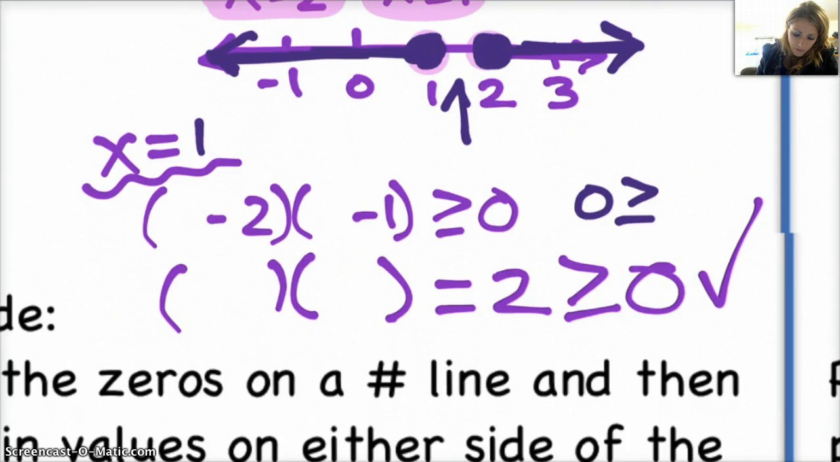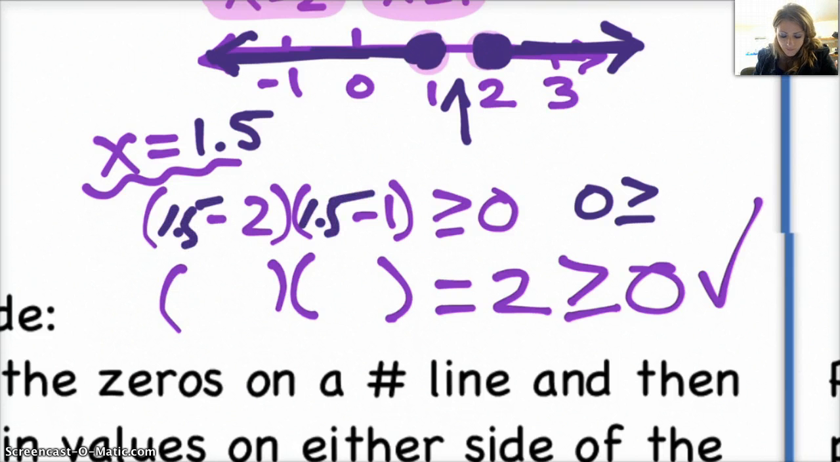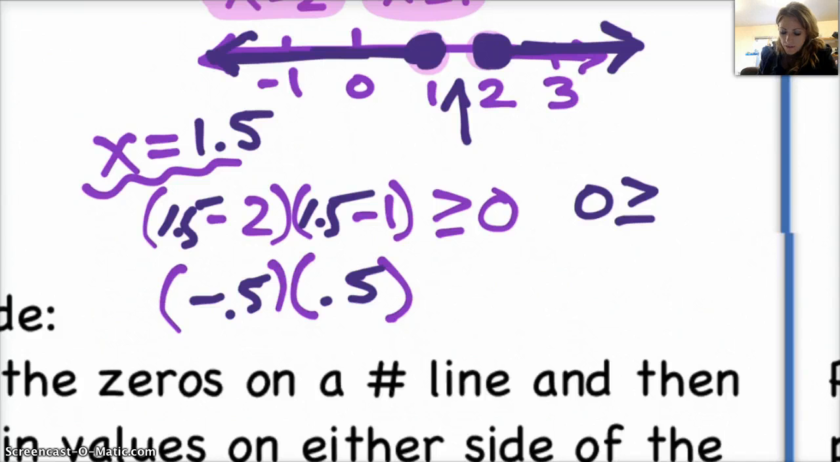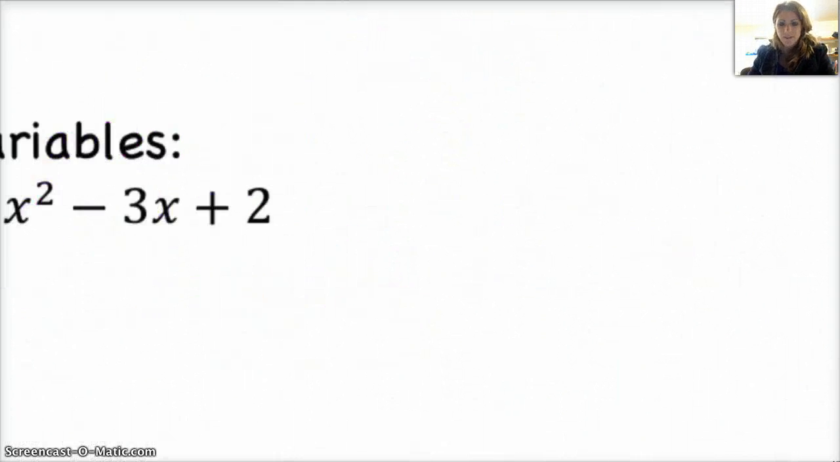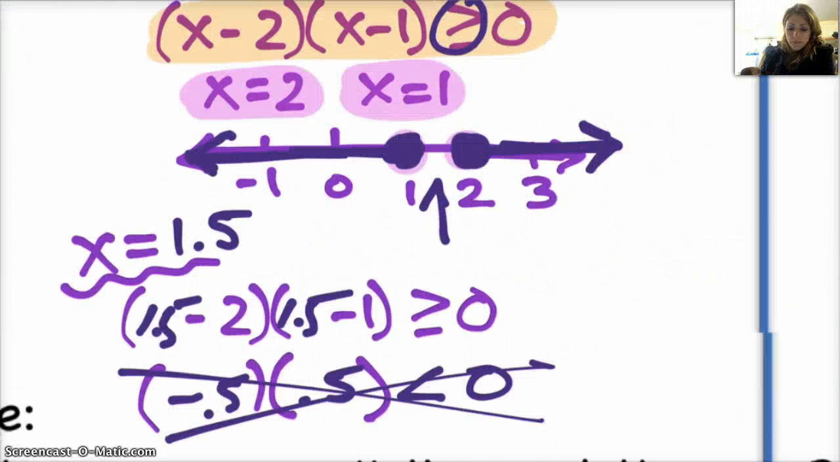If x equals 1.5, then I have 1.5 minus 2, 1.5 minus 1. So then I have a negative 0.5 and positive 0.5, right? A negative times positive is a negative number. Doesn't really matter what it equals, right? Because it is supposed to be greater than 0, but it's not. It's less than 0. So that's a fail. That doesn't work. So that means numbers in the middle, in between 1 and 2, right here, don't work.